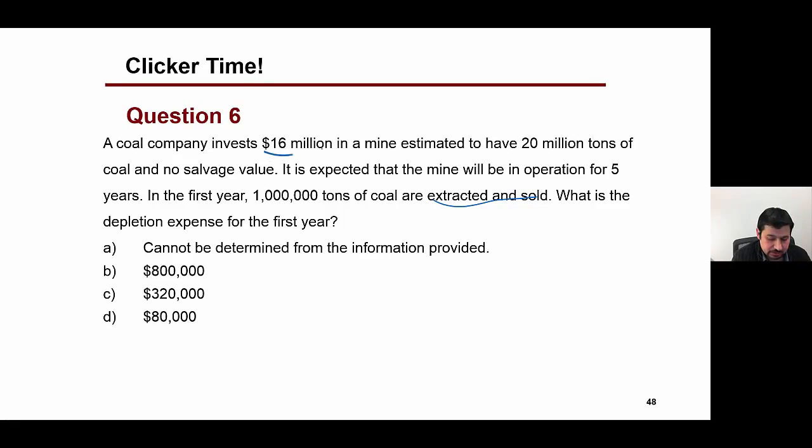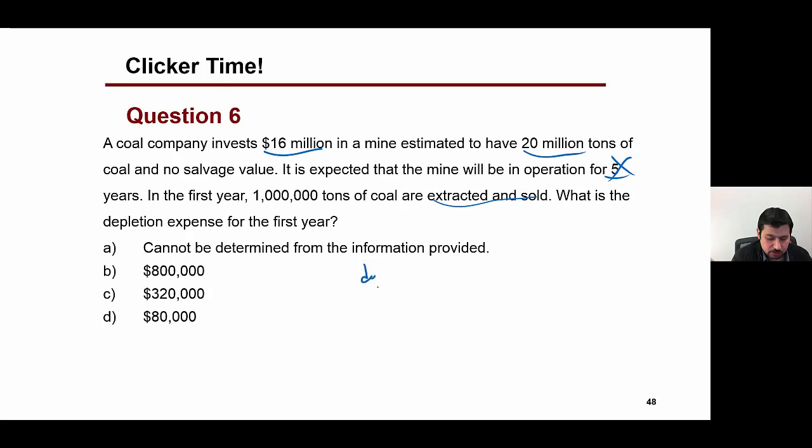So here, the cost was 16 million. Estimated units was 20 million. They are telling us here it's 5 years, but for the depletion, we don't use the time. Basically, we don't use this information. We don't use 5 years. Instead, we only use the units of activity.